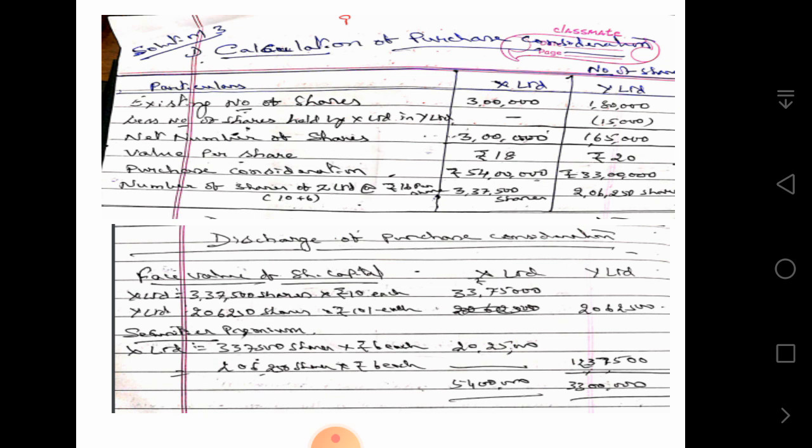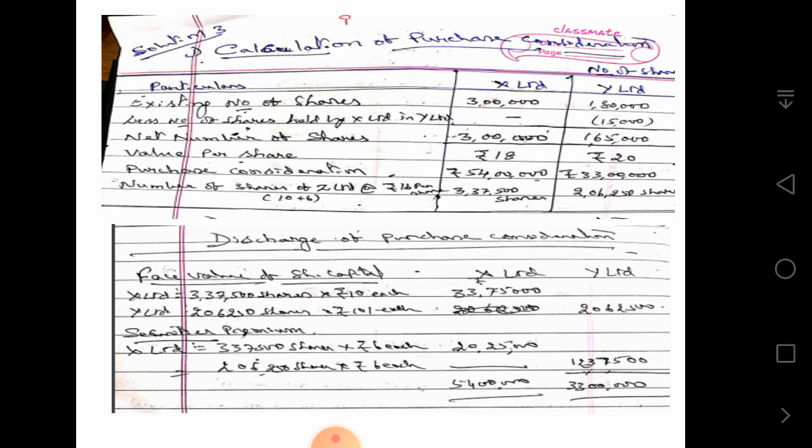Existing number of shares 3 lakhs and 1,80,000. 30 lakhs divided by 10 is equal to 3 lakhs. So 3 lakh shares, and 18 lakhs divided by 10 is equal to 1,80,000. So existing number of shares are 3 lakhs and 1,80,000, less the number of shares held by X Limited in Y Limited. It is given in the problem 15,000 shares are held, so that is to be lessened. So net number of shares 3 lakhs and 1,65,000. Okay. Value per share is given in the problem, 18 rupees and 20 rupees. So purchase consideration will be 3 lakhs into 18 comes to 54 lakhs, 1,65,000 into 20 comes to 33 lakhs.